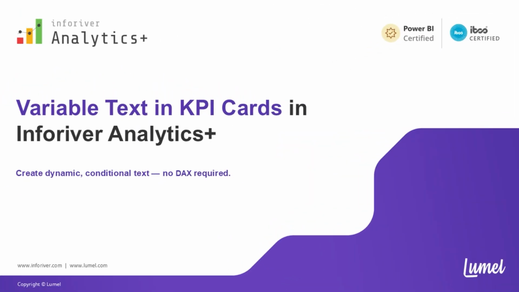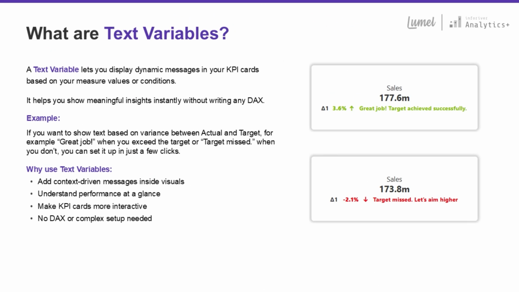In this video, we will explore how to create variable text in a KPI card without writing any DAX. A text variable helps you display dynamic messages in your KPI card based on your data conditions. It allows you to highlight performance results instantly and make your visuals more meaningful.